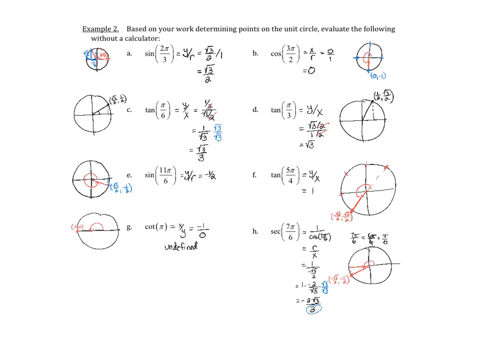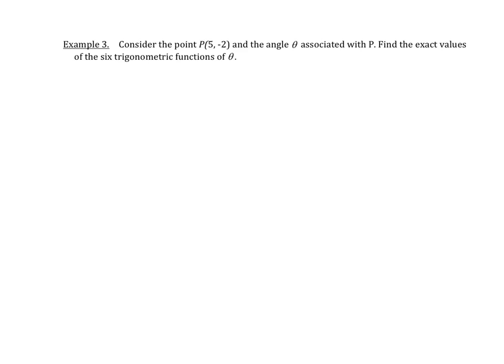Now the next problem is going to be finding these trig values for a non-unit circle angle. In fact, the angle isn't even provided. So we have a point 5, negative 2, and an angle associated with that point P. Find the exact values of the 6 trigonometric functions of theta.